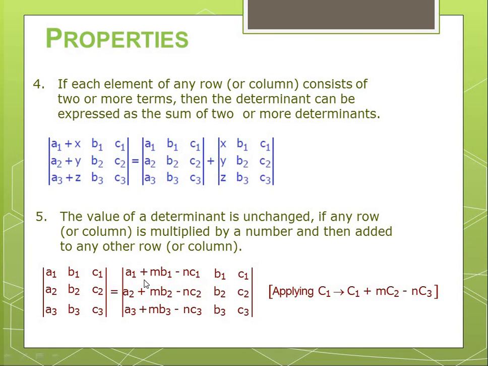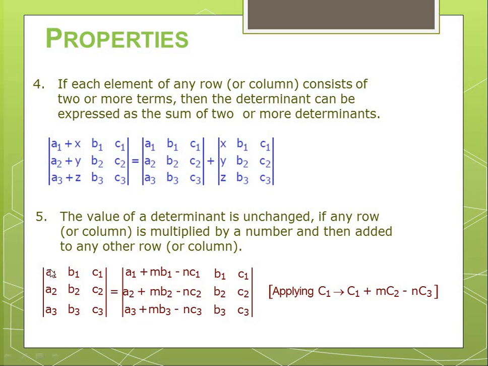So this first column is converted into c1 plus m times c2 minus n times c3. So the first column will be a1 plus m b1 minus n c1. The second element in the first column is a2 plus m b2 minus n c2, and the third element in the first column is a3 plus m b3 minus n c3.